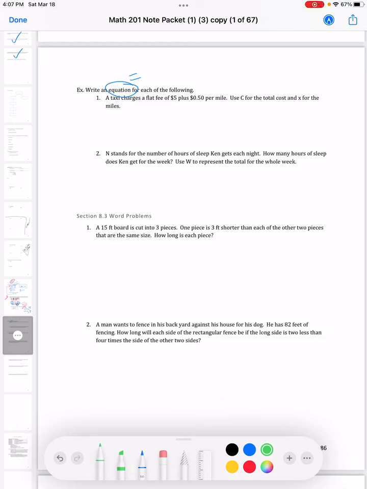Now we're ready to write equations. So these are actually going to have equal signs in them. I'm not going to solve these first two. When I get down to these word problems, I promise I'm going to solve some. We're just writing the equation.